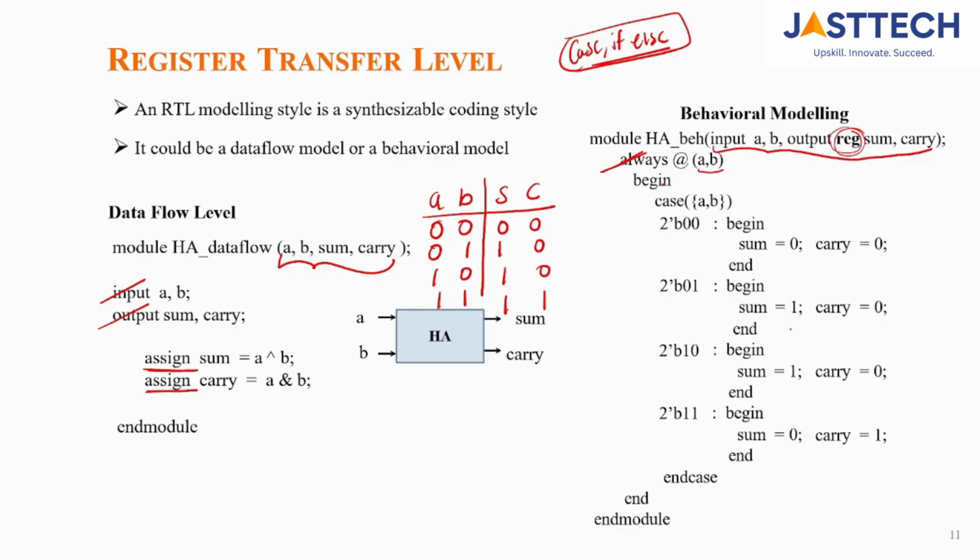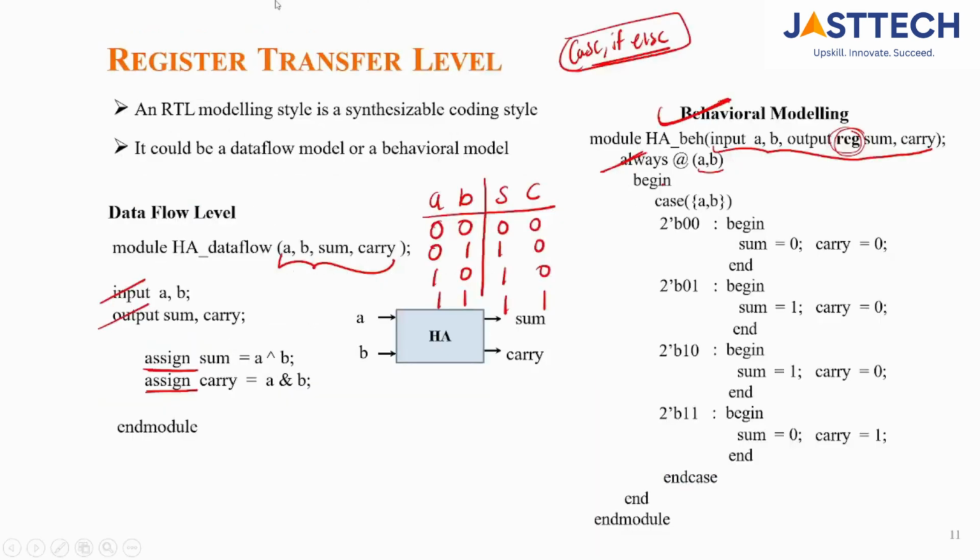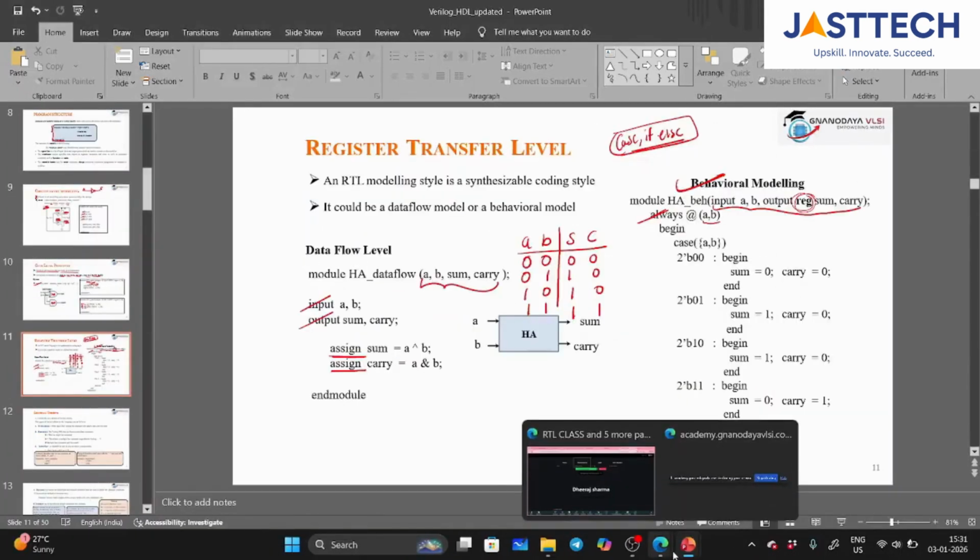For a case statement there will be a default statement. Why it is a default statement I will tell you. This is the behavioral model. Hope you understood all these modules, switch level modeling, gate level modeling. Any doubts or queries? Shall I move forward?